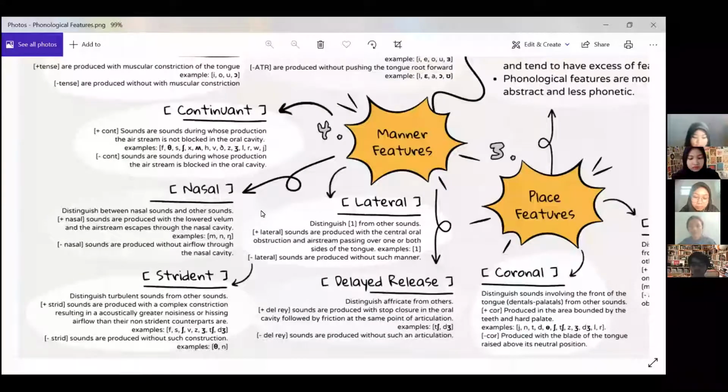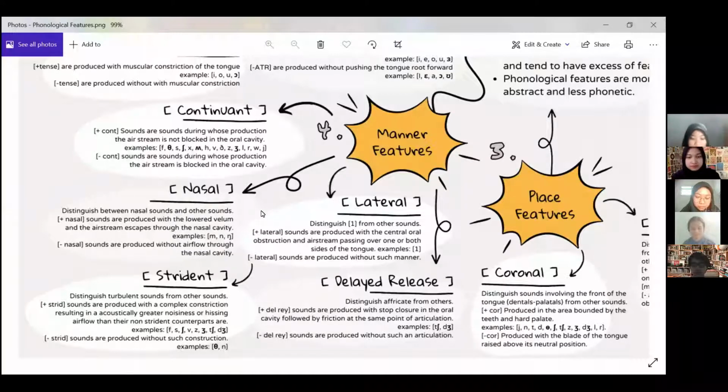This feature is to distinguish between stops and other sounds. Positive continuant sounds are sounds during whose production the air stream is not blocked in the oral cavity. For example, f in ferry. And then we have negative continuant sounds, which are sounds during whose production the airstream is blocked in the oral cavity.